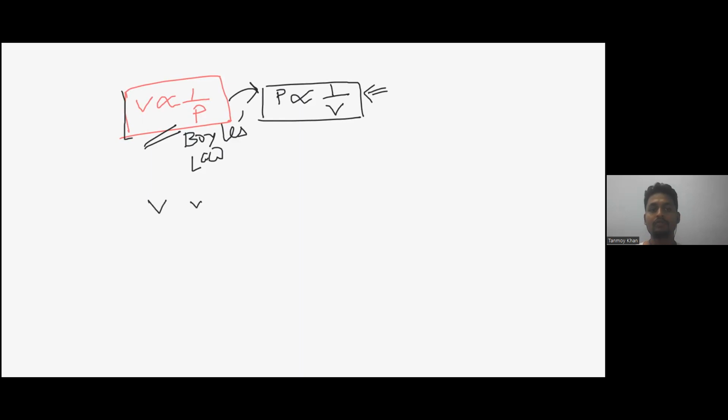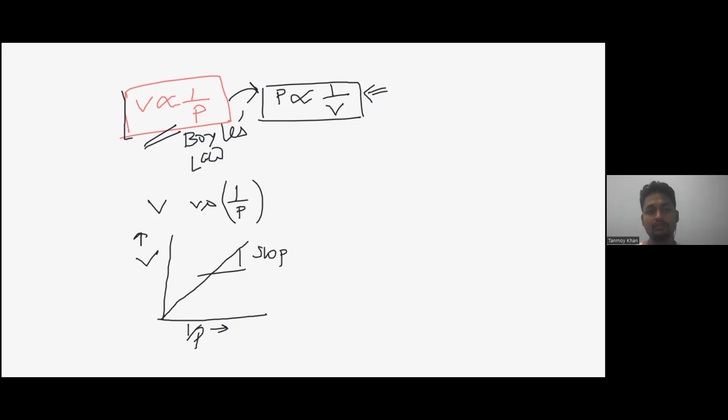So if you draw P versus 1 by V, then also you will obviously get one straight line, with the slope equal to K. You can write it like K1, it doesn't matter. K is just a constant. So this will be a straight line. This is nothing but the famous Boyle's law.